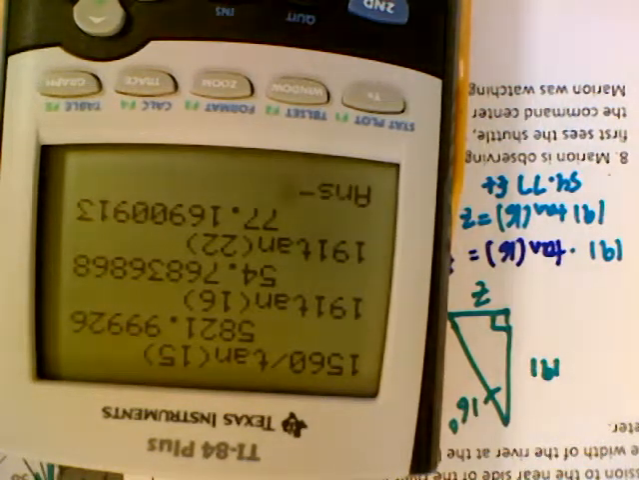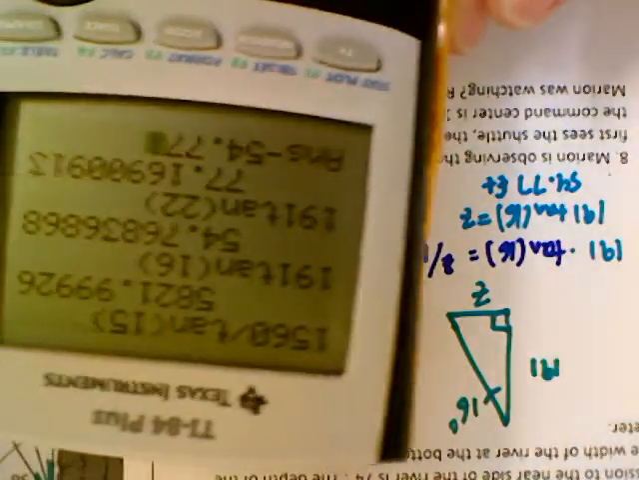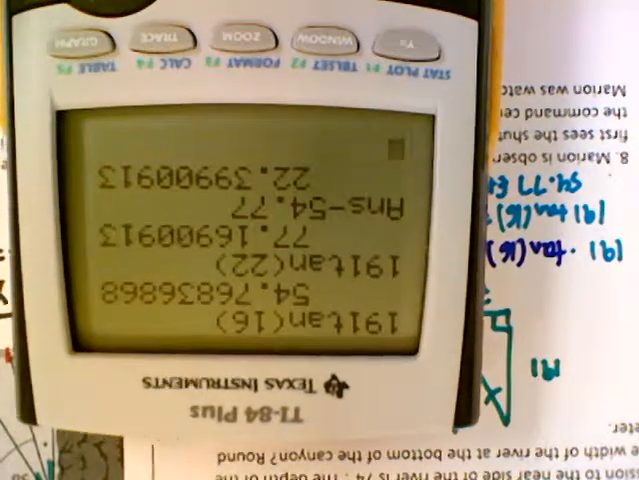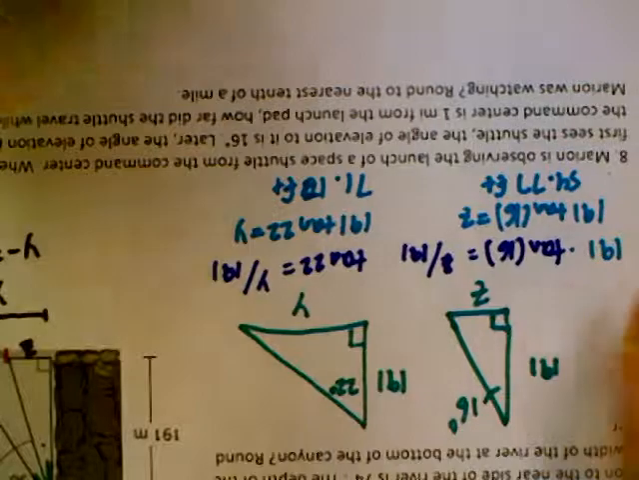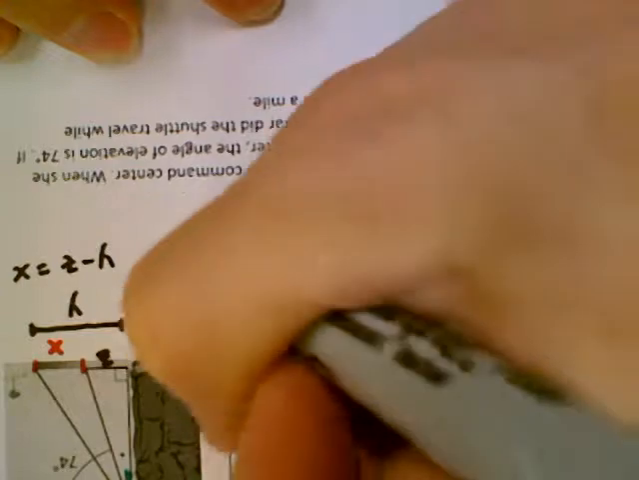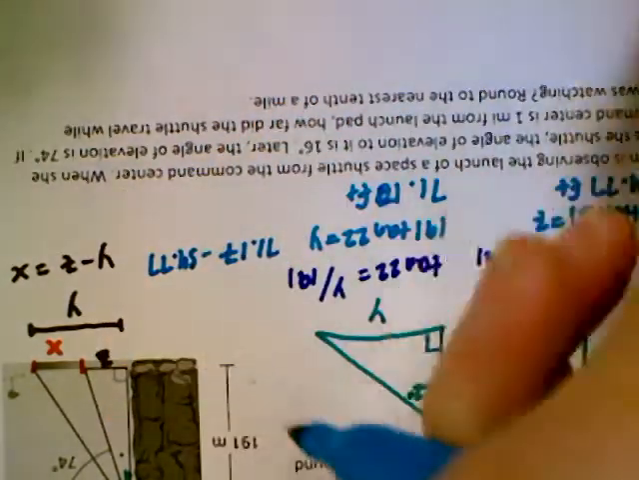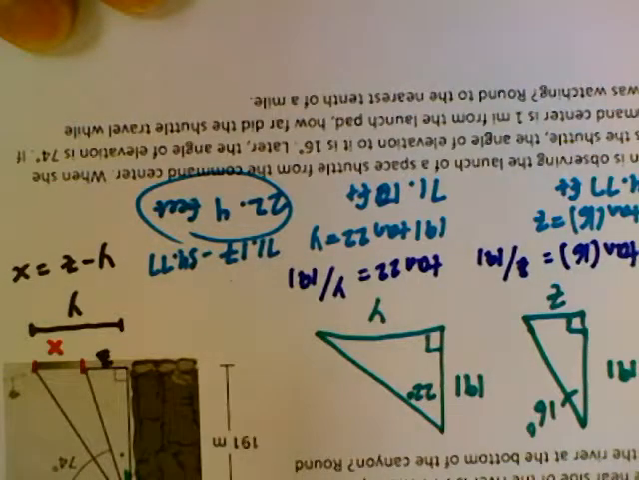77.16 minus 54.76. Actually, that should have been 77. Oh, I didn't round either of these right. So it should have been 17, and this other one should have been 7. Oh, 77 was fine. So when I take those away, I get 22.4 when you round that to the nearest tenth. So you can see that I've got 71.17 minus 54.77, and I end up with 22.4 feet. So that's how far across it is.